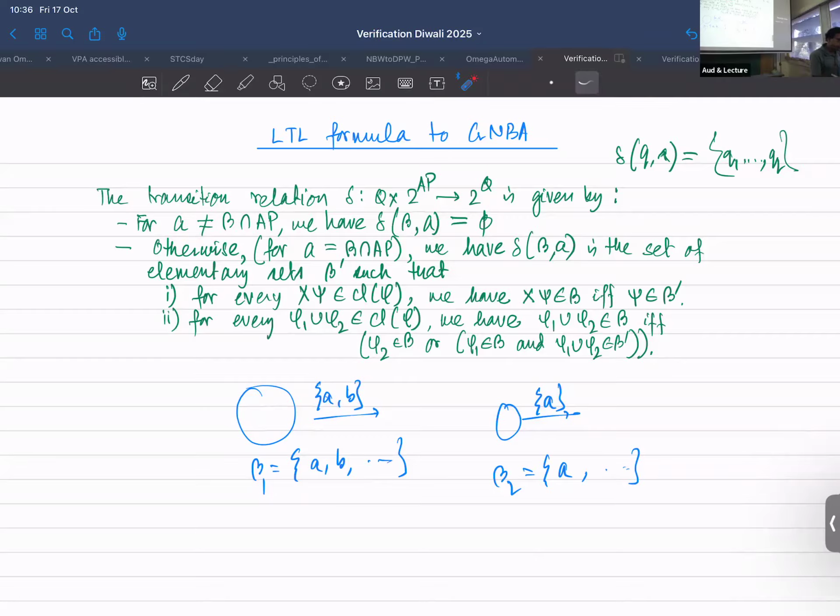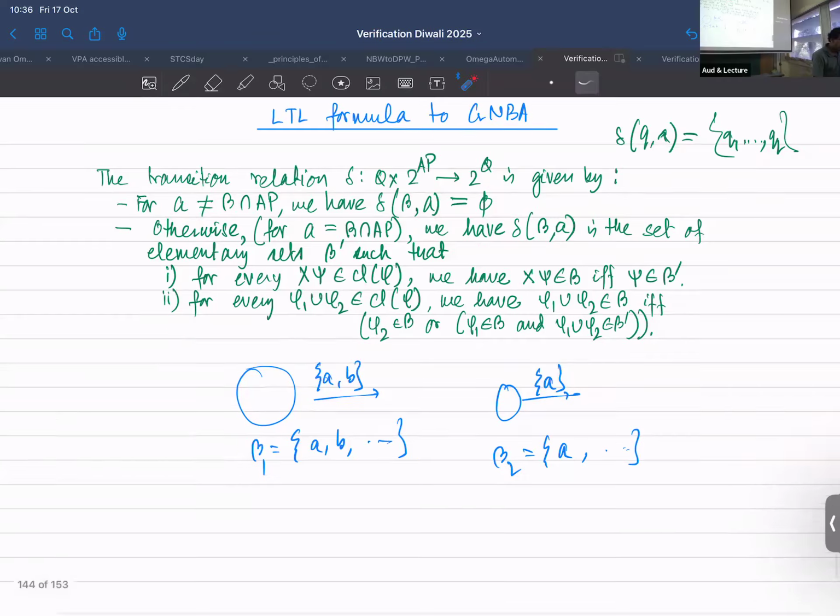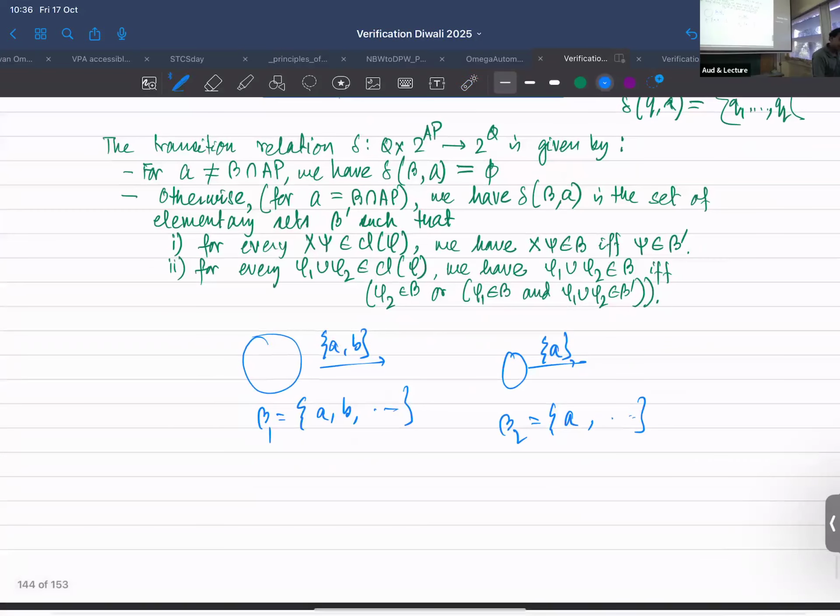Otherwise, we have delta of beta comma a is the set of all elementary sets beta prime such that for every psi belonging to the closure of phi, we have psi belonging to beta if and only if psi belongs to beta prime. Is it clear? So you have such a beta now. You have another state.